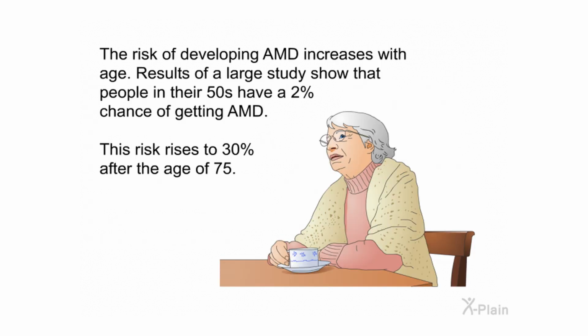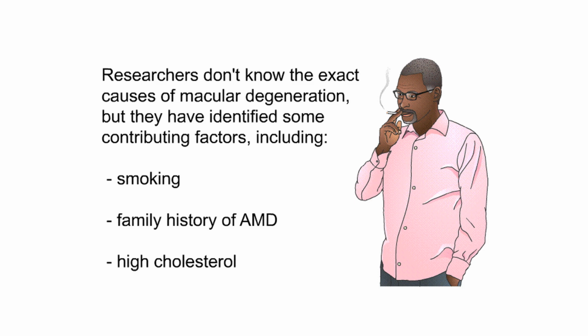The risk of developing AMD increases with age. Results of a large study show that people in their 50s have a 2% chance of getting AMD. This risk rises to 30% after the age of 75. Researchers don't know the exact causes of macular degeneration, but they have identified some contributing factors, including smoking, family history of AMD, and high cholesterol.